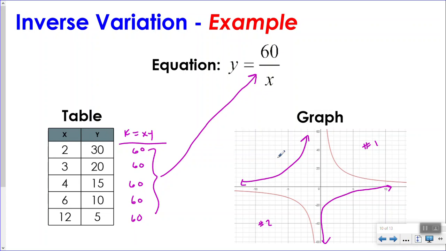And this will always be centered around the origin. It won't cross through the origin, because if I have an x value of 0, that results in an issue here because I can't divide by 0. But it'll be centered around the origin. So if this graph looks like it's shifted to the left or shifted to the right, that means that it's not a complete inverse variation.